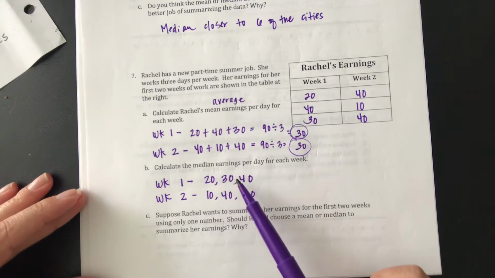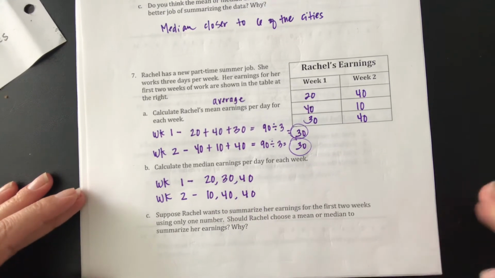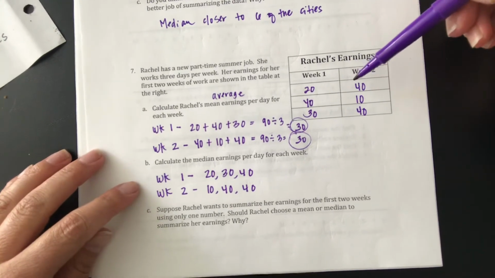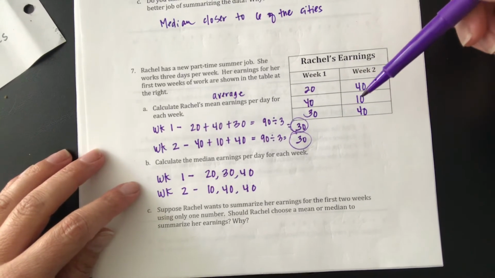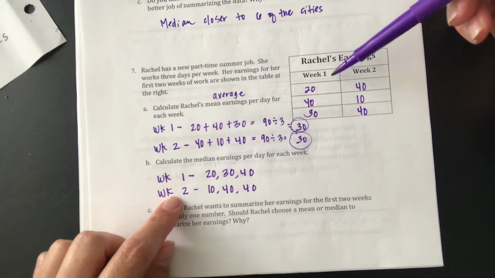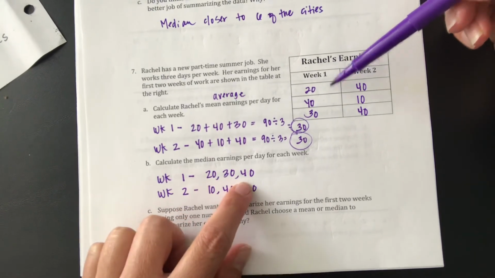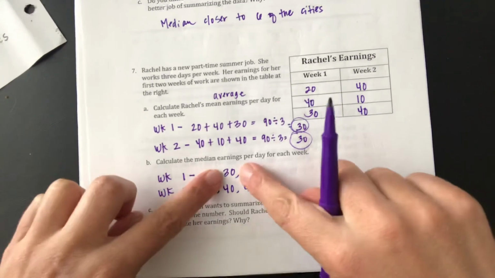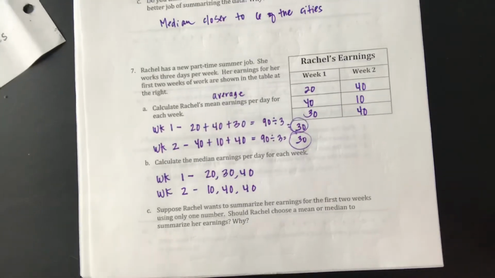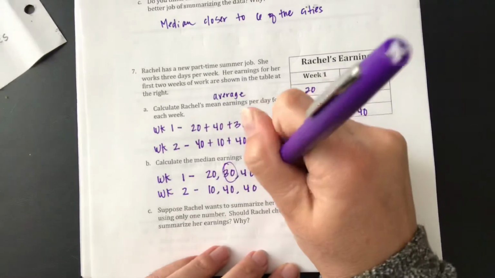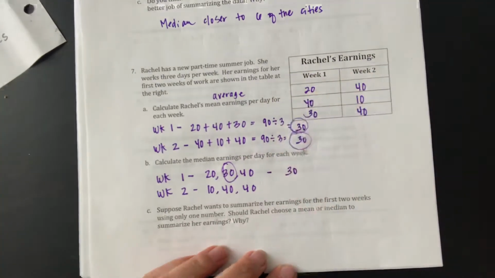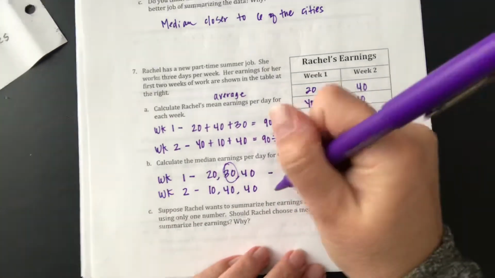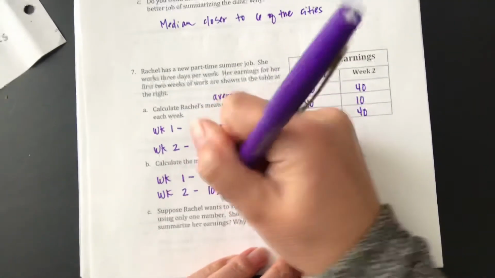So let's go ahead and look down here for her median earnings. And here's where we're going to write these in numerical order from least to greatest. So we've got week 1, and she had 20, 30, 40, okay? And the middle, well, that's easy because it's just an odd number set, so we've got 30. So her median is 30. And then week 2, again, we've got 40, that's that middle number, okay?